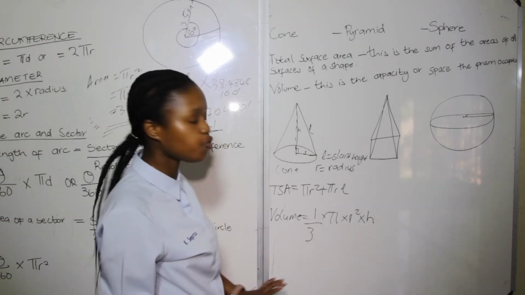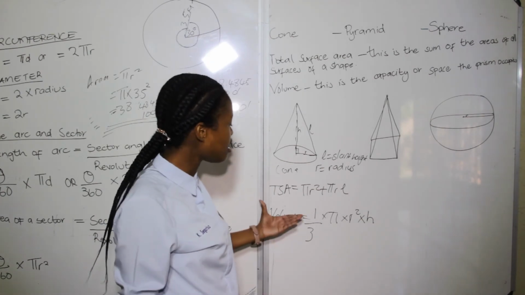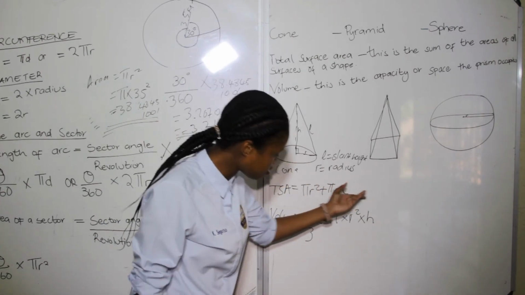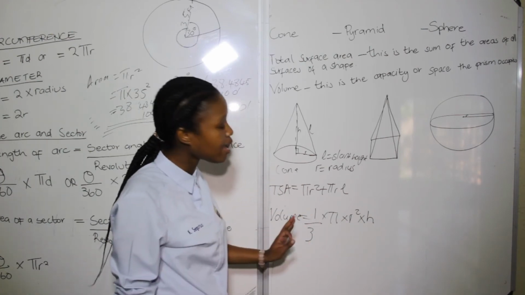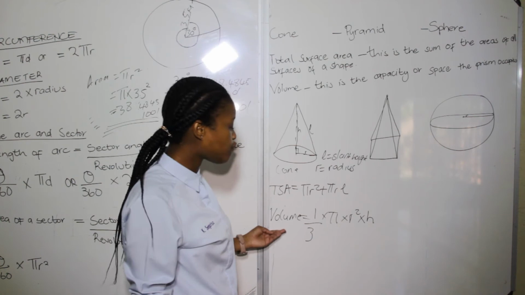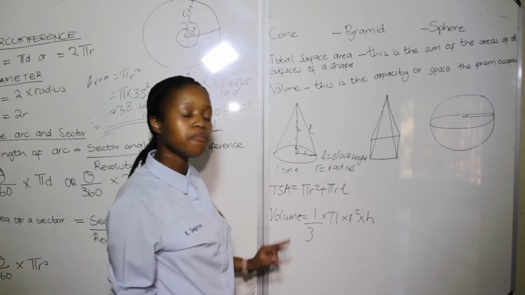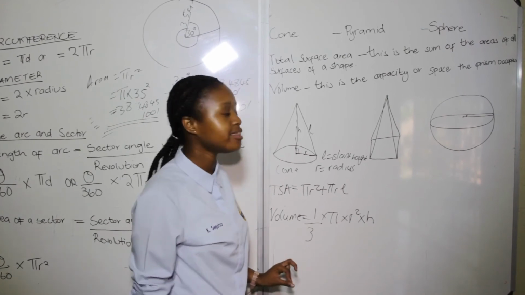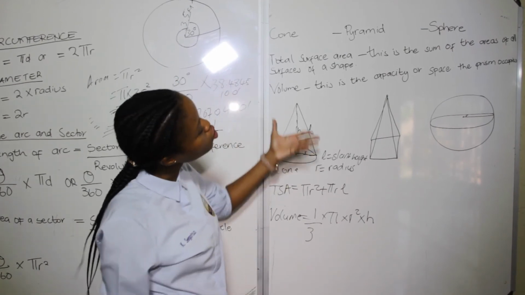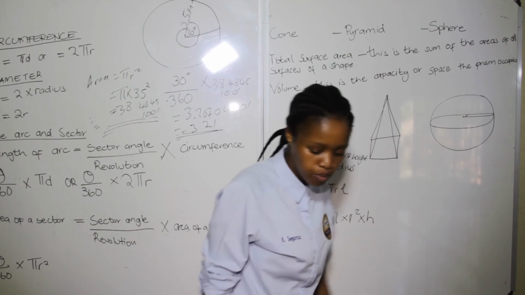So these are our two formulas. To find the total surface area of the cone, it's pi r squared added to pi r l. And the volume of this is 1 over 3 multiplied by pi multiplied by r squared and multiplied by the height. Let's rush on to our pyramid.